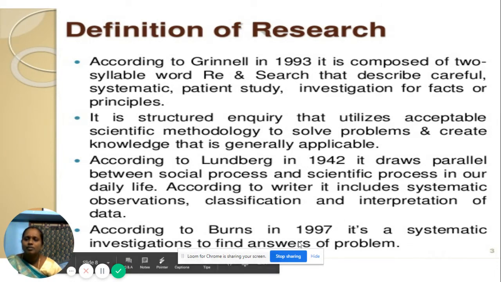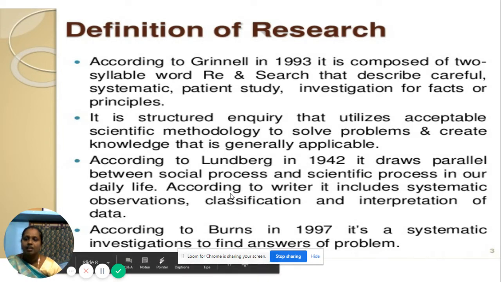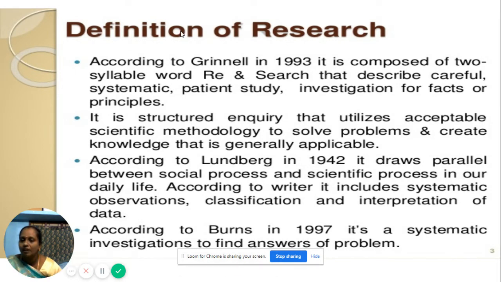According to Burns, you all know he is a famous critic, research is a systematic investigation to find answers to a problem. If any problem arises, you have to find a solution, and that solution can be found by systematic investigation. I hope you all understand the definition of research. It's a very important paragraph question.